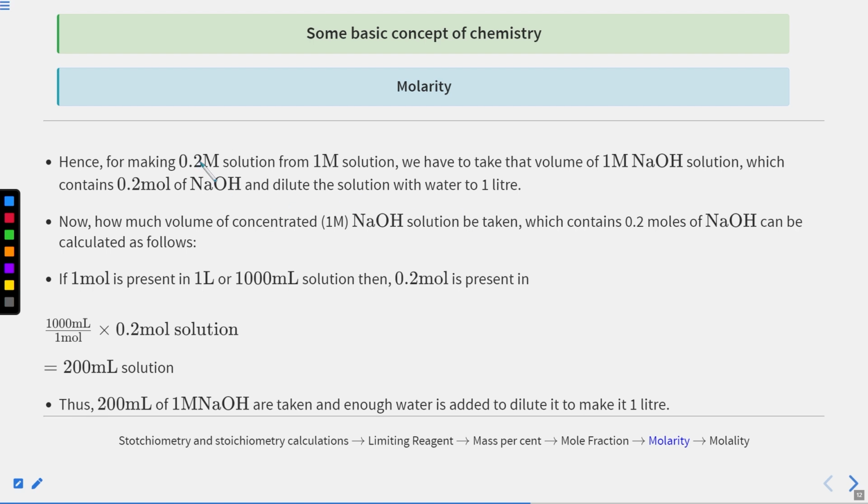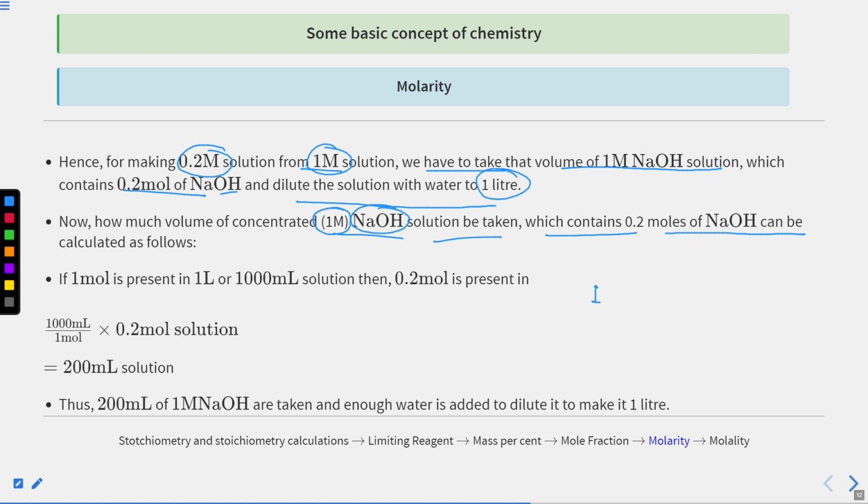Next, for making a 0.2 M solution from 1 M, we have to take that volume of 1 M NaOH which contains 0.2 mole of NaOH and dilute the solution with water to 1 liter. Now how much volume of concentrated 1 M NaOH should be taken which contains 0.2 mole of NaOH? What we are doing here is taking 1 molar NaOH and converting it into 0.2 molar NaOH. For that, first of all, we take that volume of NaOH which contains 0.2 moles of NaOH.